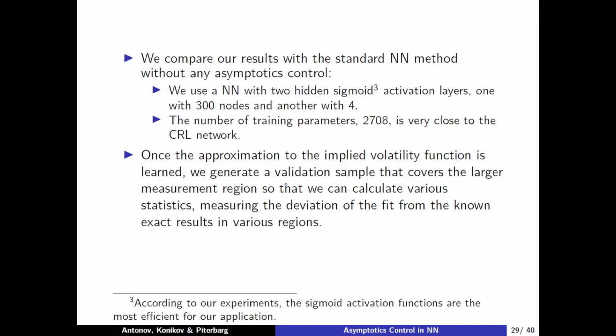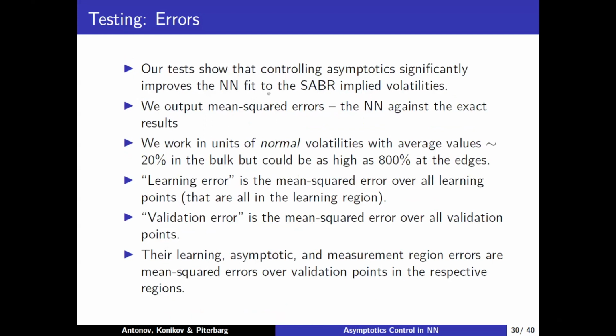So when the approximation to the SABR volatility is learned, we generate a validation sample which covers the larger measurement region, so the whole measurement region from -3 to 3 in terms of the normalized parameters. And we see what goes there, where the main errors are. So first, testing is about the errors, of course.